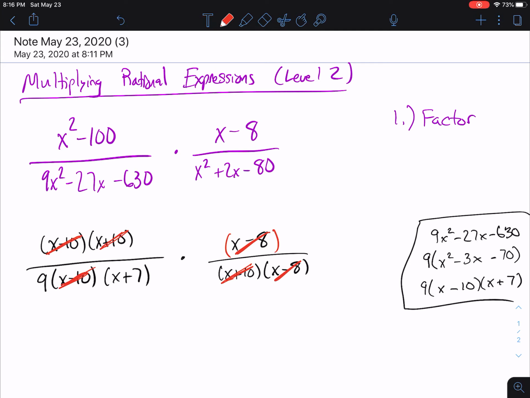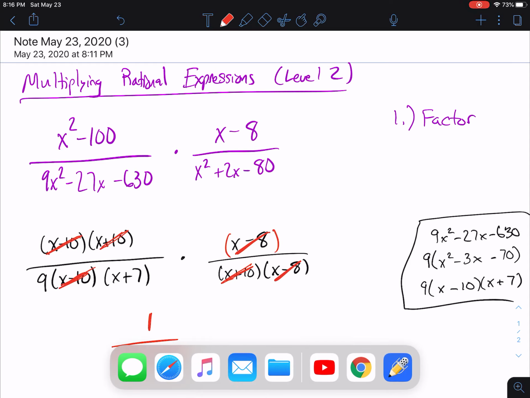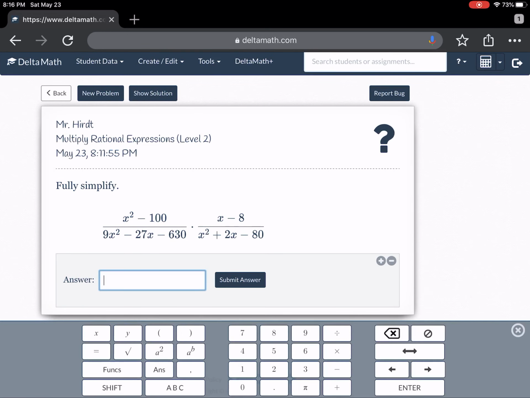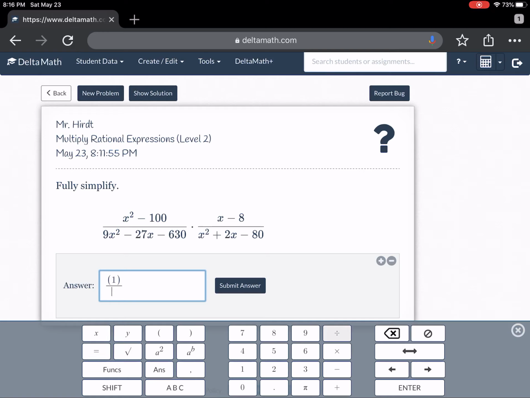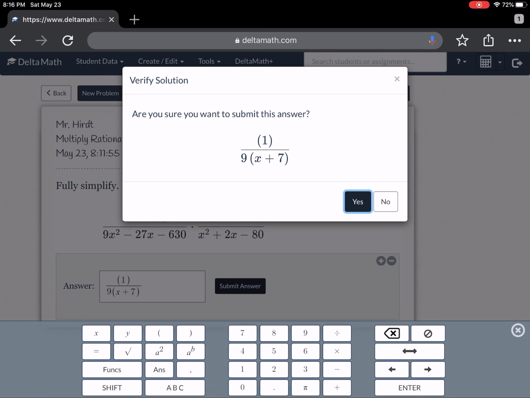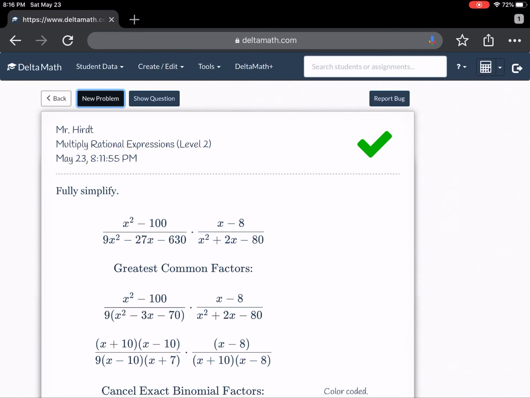Now, you'll notice there's nothing left on top, but there has to be something on top. So we're going to put a 1 there. There's not a 0 or anything, there's a 1. So we're going to have 1 over 9, x plus 7, and that is our answer. So remember, we got to do our fraction, 1 over 9 times x plus 7. There we go.